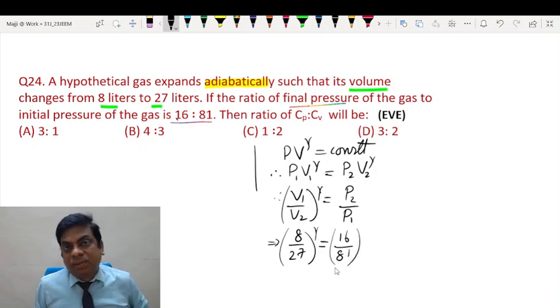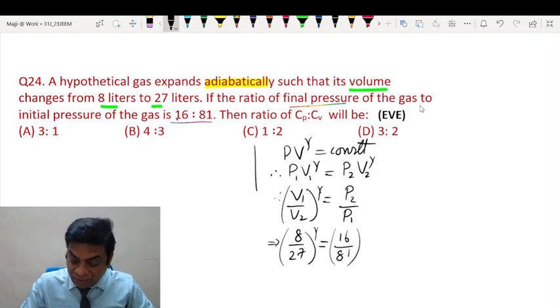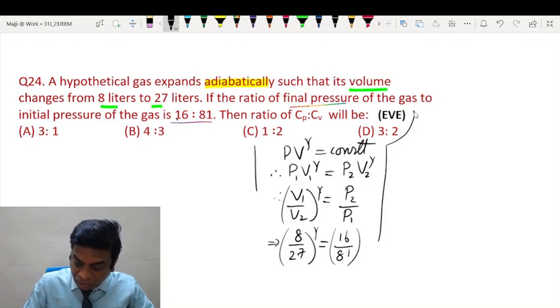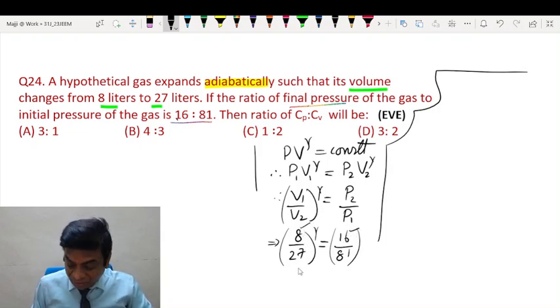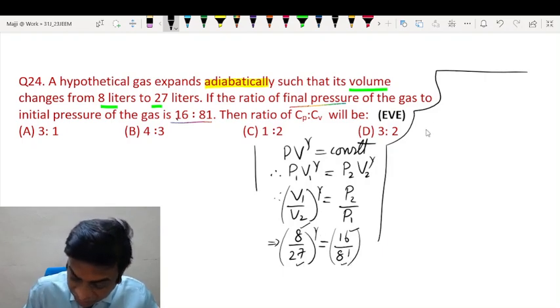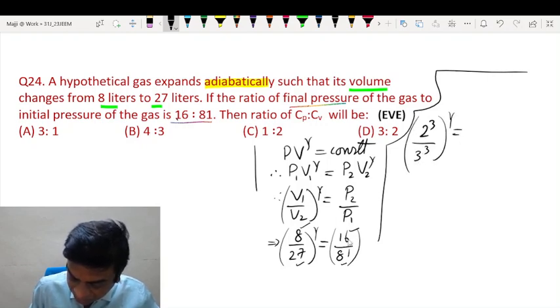Now students, a little bit of common sense will enhance your problem solving ability, and immediately you will be able to solve the question. You see, 8 and 16 can be expressed as powers of 2, whereas 27 and 81 can be expressed as powers of 3. So 8 can be written as 2 cubed, 27 as 3 cubed, 16 as 2 to the power 4, and 81 as 3 to the power 4.